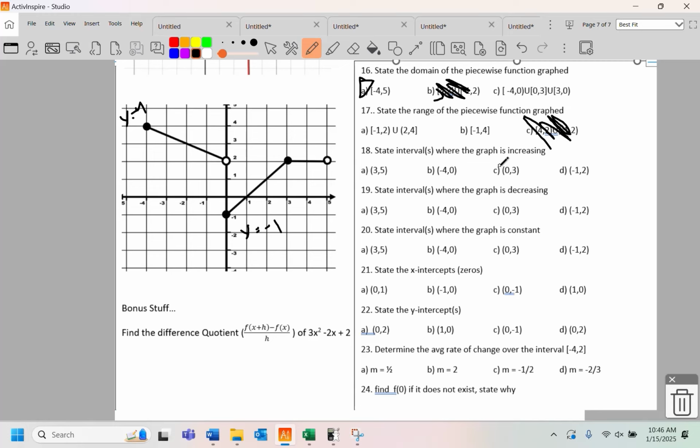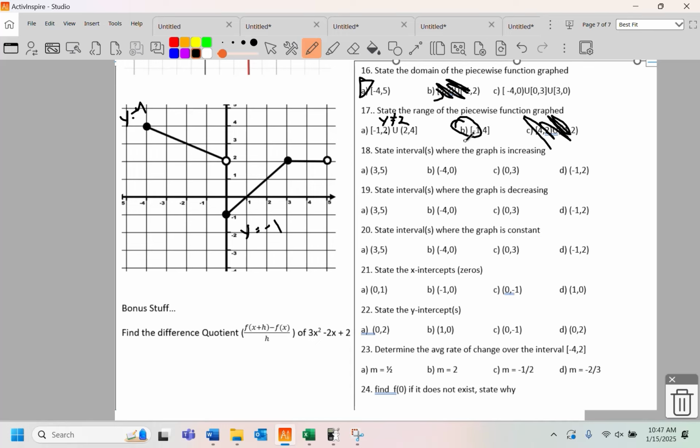And A is saying that y cannot be 2. It says y is not 2, and that's not true. Y is allowed to be 2. It's right here, you can see that y is 2 at that point. That leaves B by elimination.